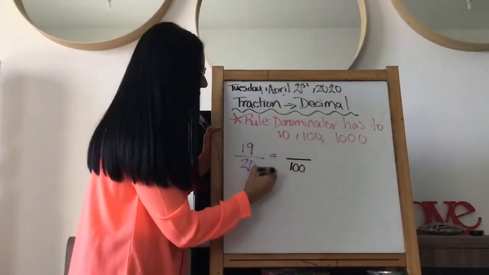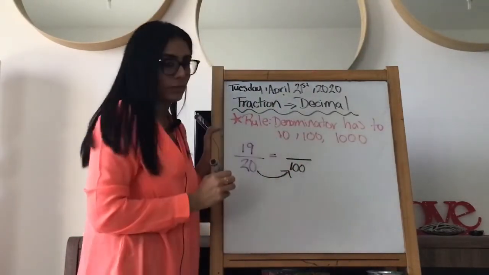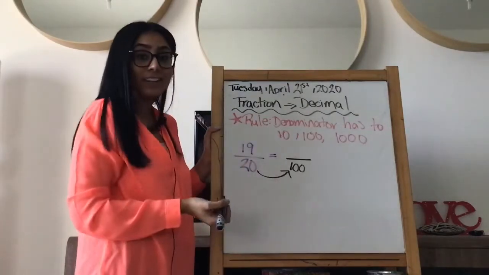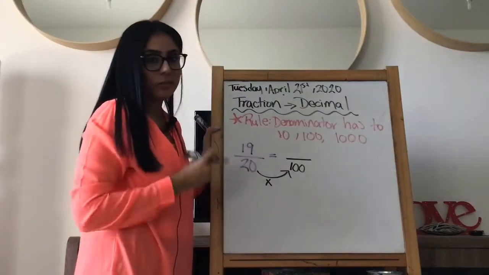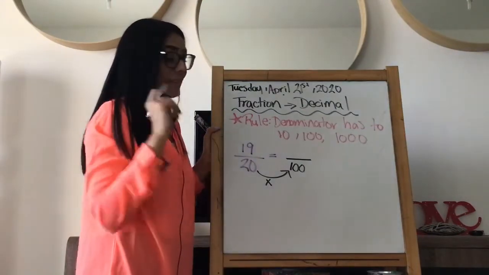Happens to be 100. So 20 times what is 100? And this you know from yesterday, right? Equivalent fractions. So 20 times what equals 100? This is your mental math. 20 times what is 100? 5.